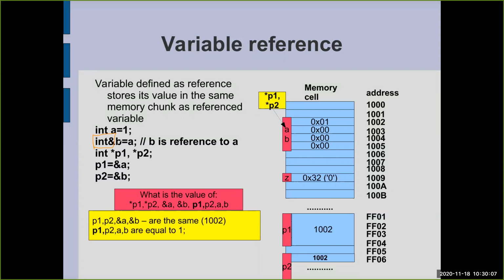So this type is called a reference. What does it mean? It means that B is a reference to A. Practically, it means that A and B are located in the same area of memory. So whatever you do with A will affect the value of B, and whatever you do with B will affect the value of A, the same as in functions with reference arguments.